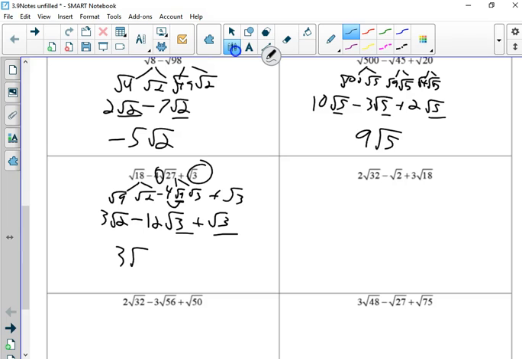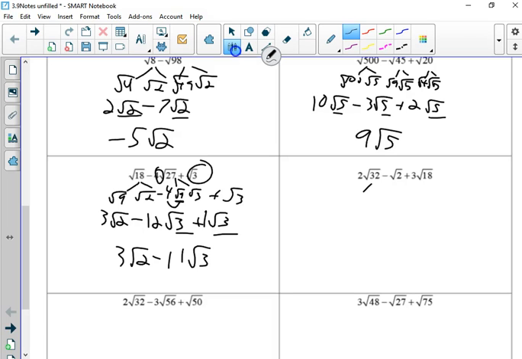So 3 radical 2 remains 3 radical 2. One of these, take away 12 of these, is negative 11 of these. So this is the first one where not all of them join together. And no, you cannot make that negative 8 radical 5 or negative 8 radical 3 radical 2. They don't join together. You stop. You leave it right there.